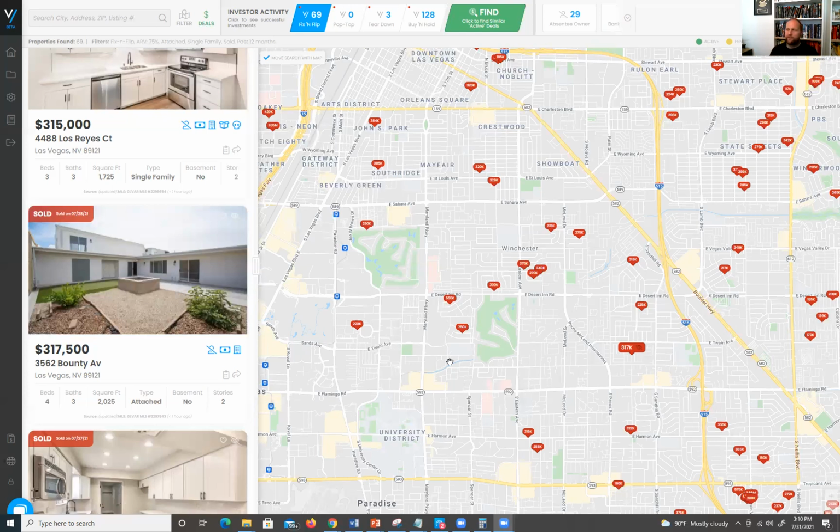I've already explained that that's cool because you can determine ARV. You can get access to sold comparables. Not only that, but let me show you, let's just walk through an example here.